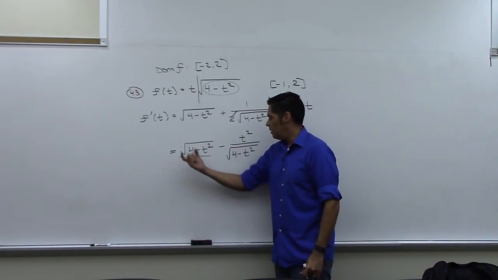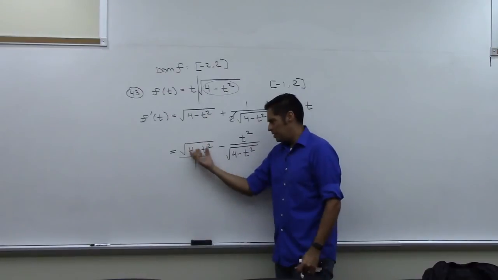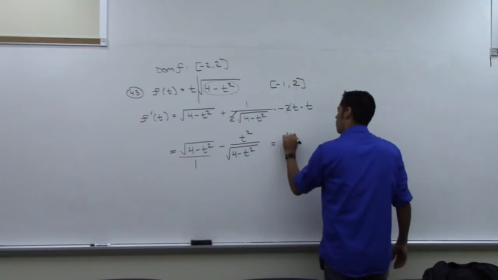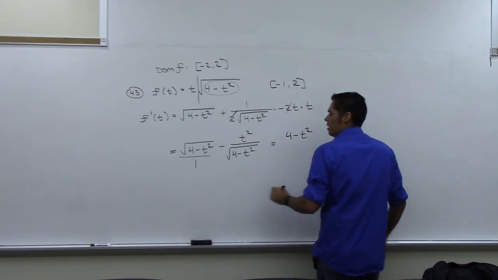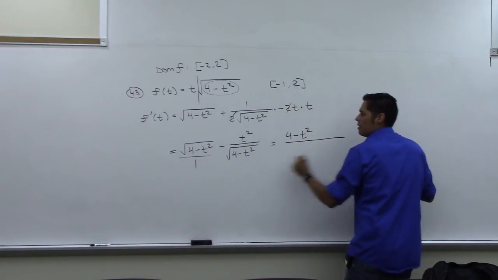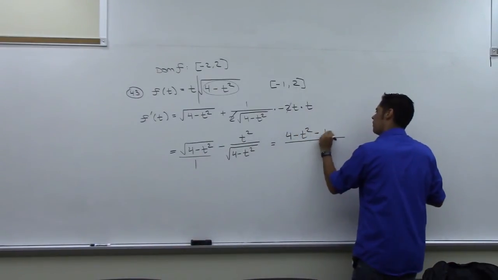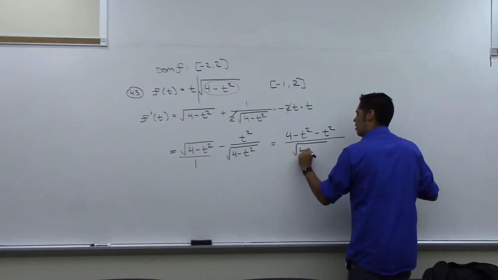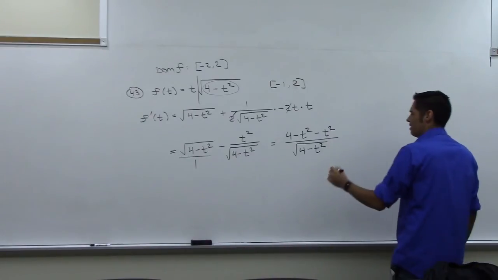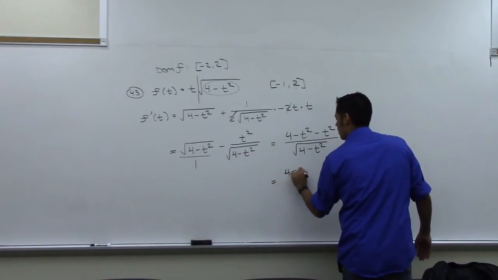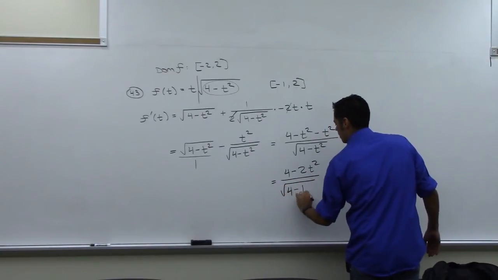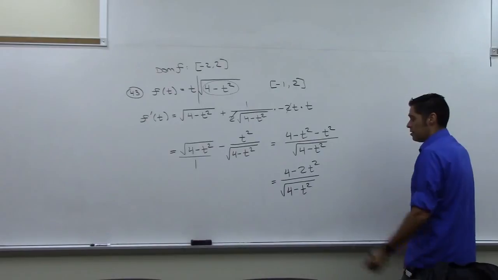So when I multiply the top by this root, it's the same as this root, right? So the root's going to go away. So I just get 4 minus t squared. And then I'll have the same denominator as this one, so I'll be putting them together. Then I'll have to take away t squared. So there's our combined common denominator. There it is. I can clean it up a little more: 4 minus 2t squared over root 4 minus t squared. This is our derivative.